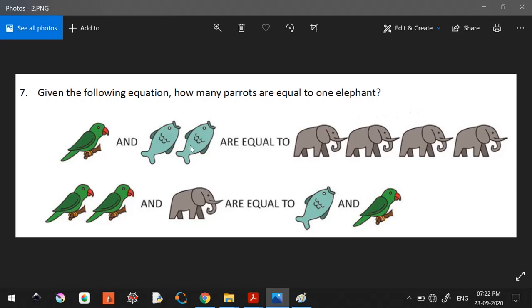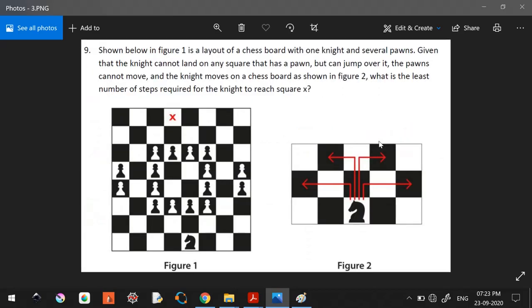Given this particular configuration of mathematical equations where 1 parallel 2 is equal to 4 elephants and so on, how many parallels are equal to 1 elephant? That is what we need to find. This is the kind of reasoning question that we will solve.